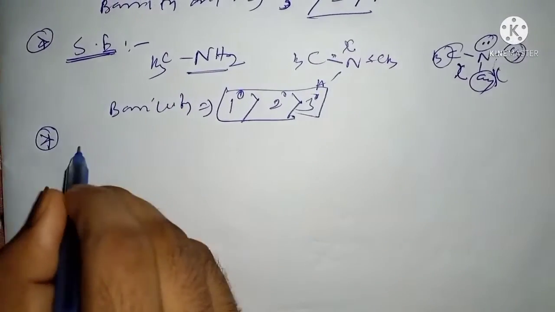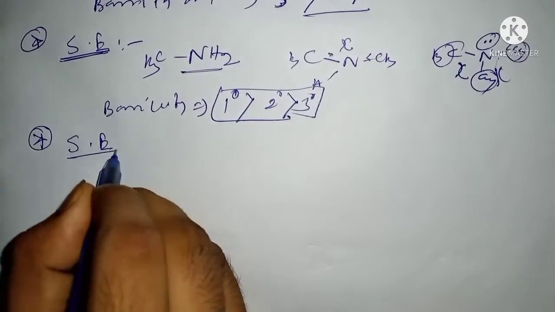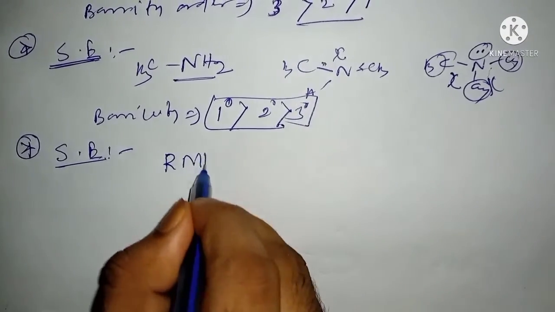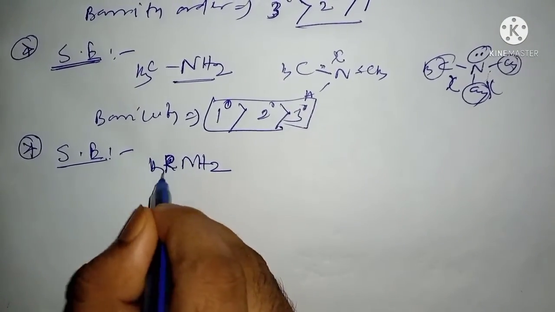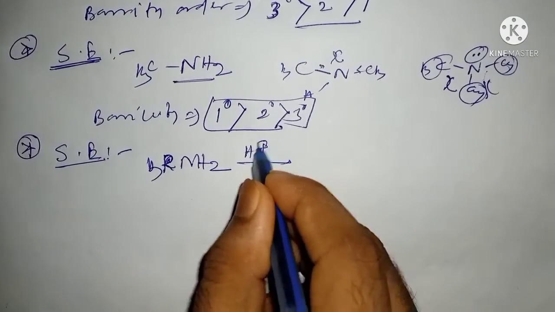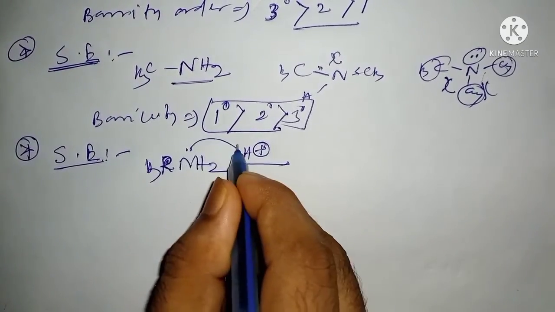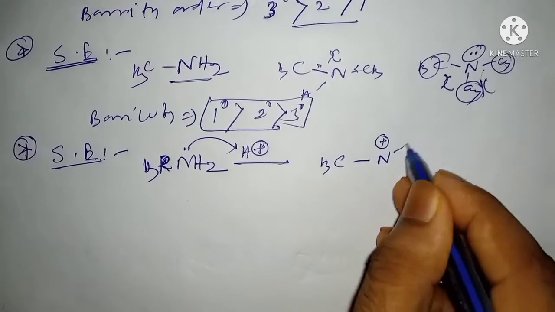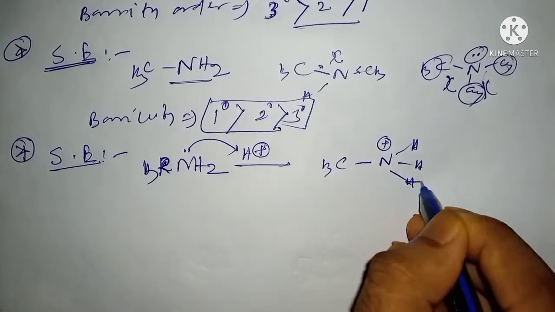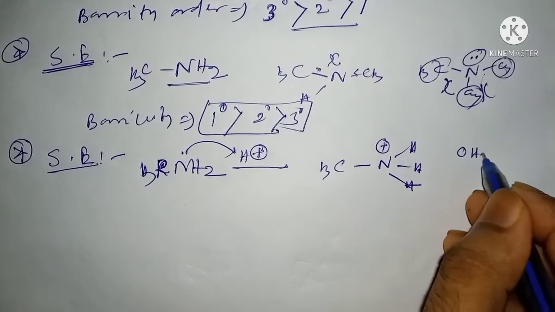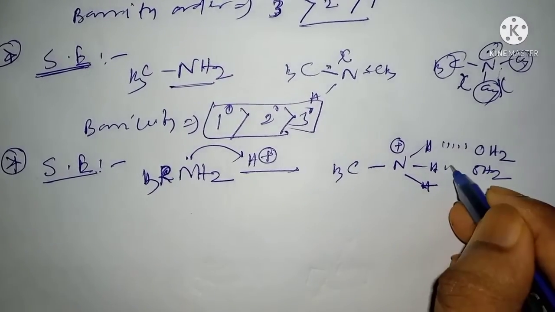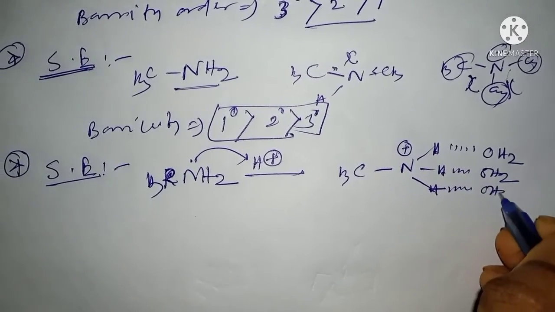Now third, I discuss solvation energy. In the case of RNH2, meaning CH3NH2, in the presence of H plus, basicity means lone pair donation. It accepts H plus, so CH3NH3 plus. After solvation, meaning hydrogen bonding with water, there are 3 hydrogen bonds in water. This is solvation.